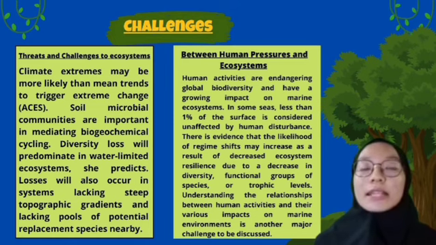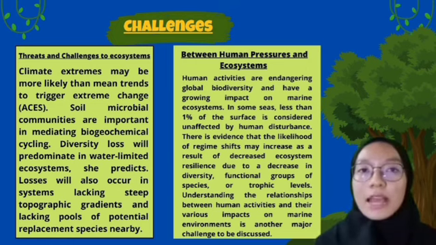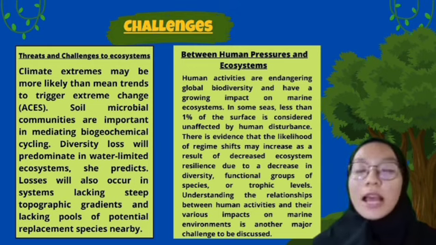In some seas, less than 1% of the surface is considered unaffected by human disturbance. There is evidence that the likelihood of regime shifts increases as a result of decreased ecosystem resilience due to a decrease in diversity, functional groups of species, or trophic levels. Understanding the relationship between human activity and its various impacts on the marine environment is another major challenge to be discussed.